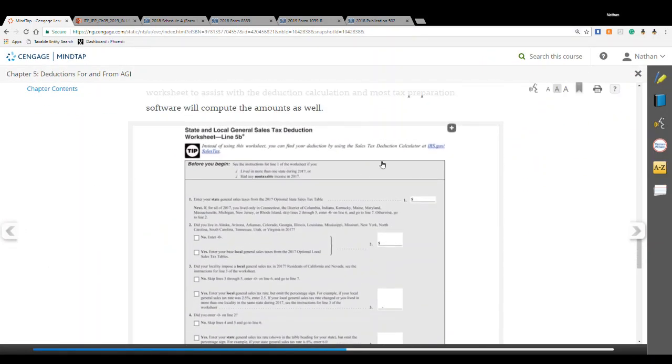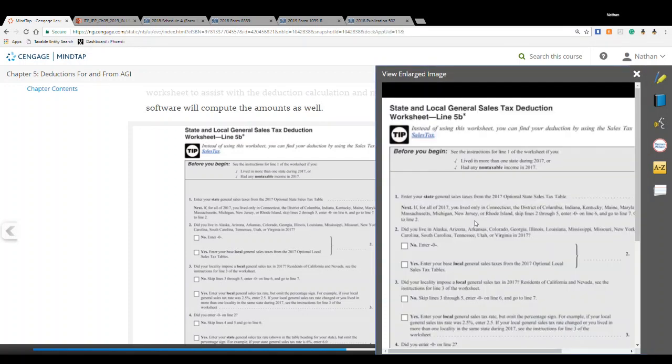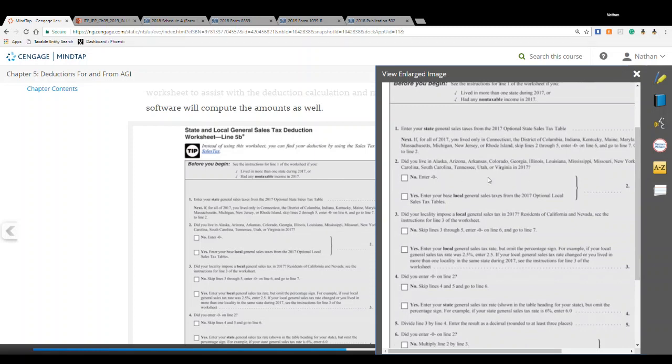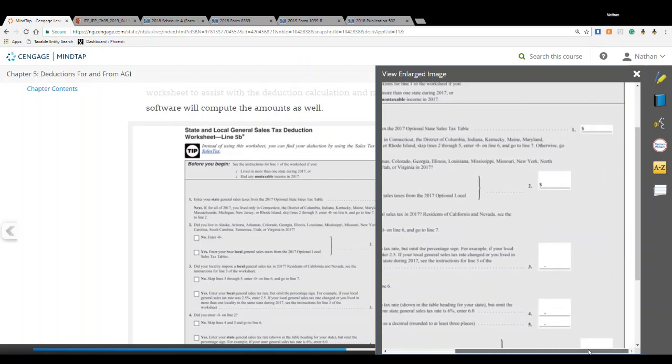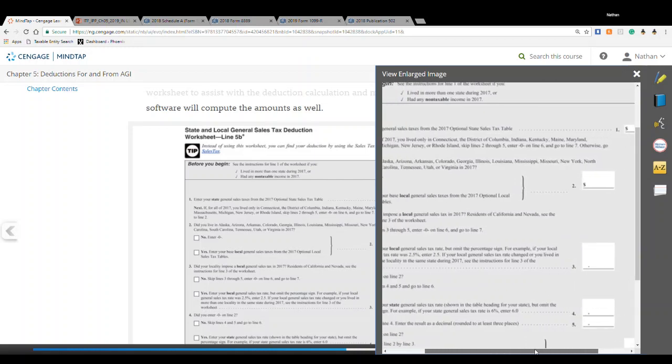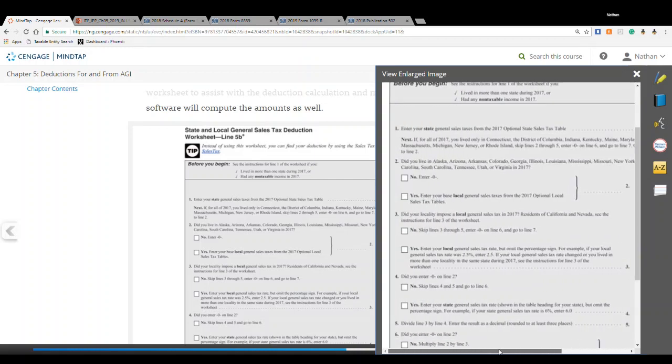Here's the worksheet itself. And it will actually tell you which states want you to check into the basis. And overall, I mean, the estimate in itself. Let's see where it says Texas. Okay.